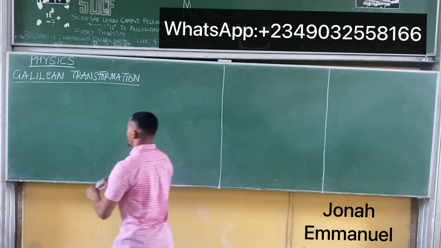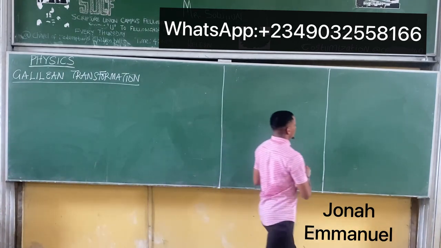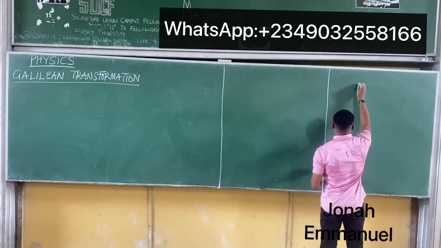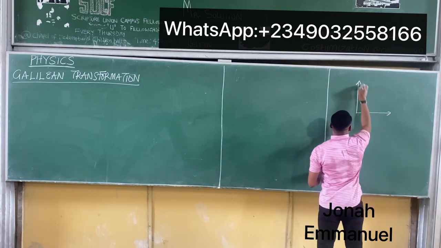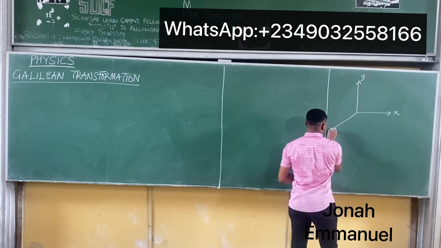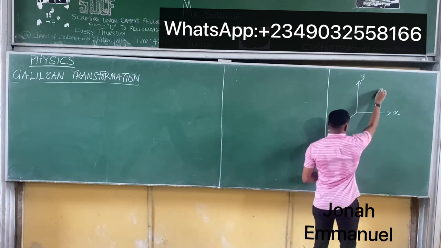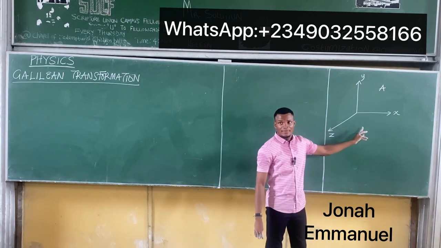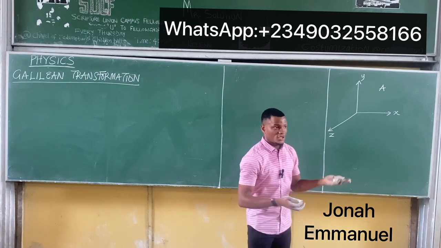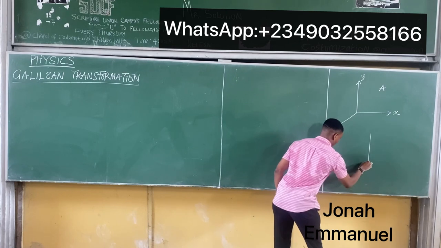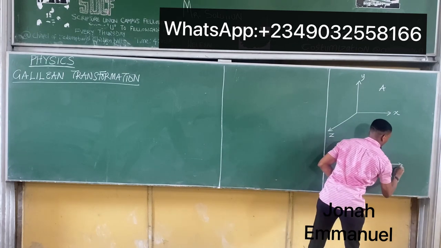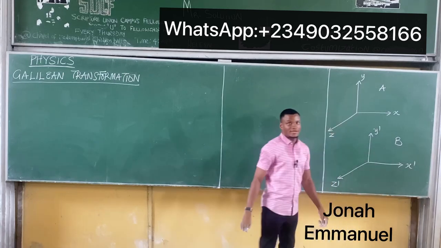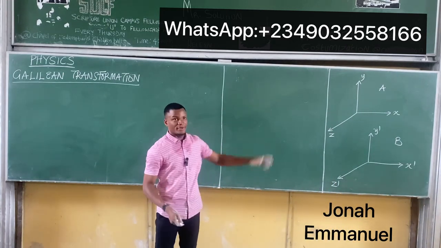Given a reference frame for A and B, as shown, so this is A. Of course, this is your coordinate system, having X, Y, Z, three-dimensional. So this is for A, as shown below. Then you have B, the same thing. Call this X prime, call this Y prime, call this Z prime. Call this B. So you have A and B.